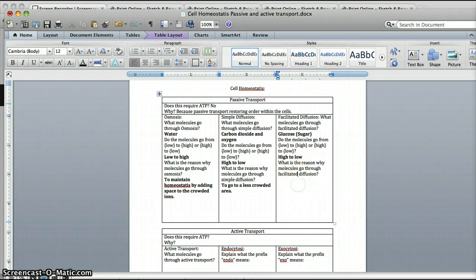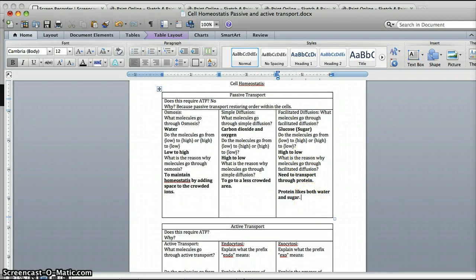Now, what's the reason why molecules go through facilitated diffusion? It goes through facilitated diffusion because it needs to transport through protein. Now, why protein? Because protein likes both water and sugar. So the glucose or the sugar has to go through a protein channel to get through the membrane, and the reason why is because protein likes both water and sugar.